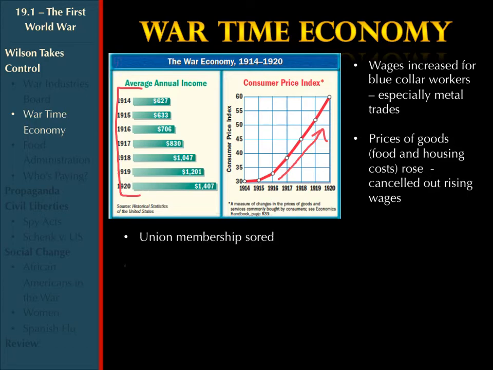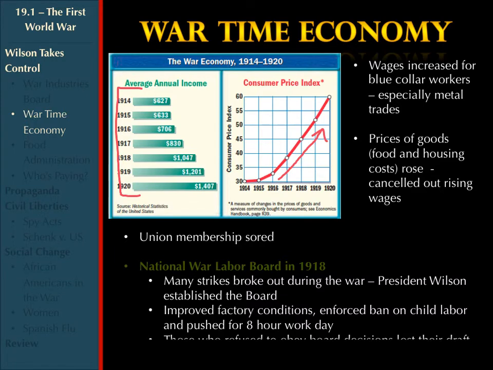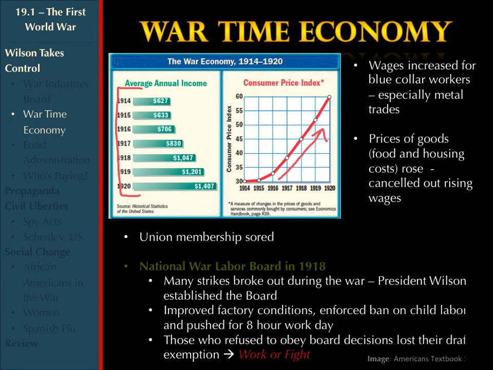At the same time, union membership soared. And you have the National War Labor Board in 1918 that's created. Their goal is to deal with the many strikes that are breaking out at this time during the war effort. And one of the things they do is they improve factory conditions, they eliminate child labor, they push for an 8-hour workday. But then at the same time, those who refused to obey their decisions lost their draft exemption. And your choice was either you work or you fight.